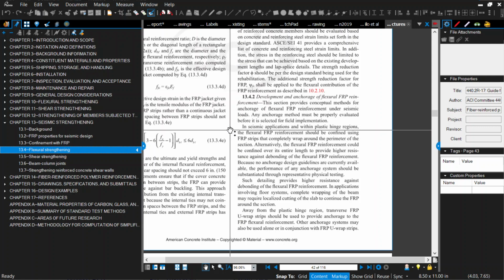Maybe not. Does it say in seismic applications, the flexural FRP should be confined using FRP strips to completely wrap around the perimeter of the section? Right. Yeah, I was wondering if that's where that came from. But I'm not sure. I don't even know if they give you guidance for how to design that. I think they might in another section. But anyway, yes, that's what they should be doing.